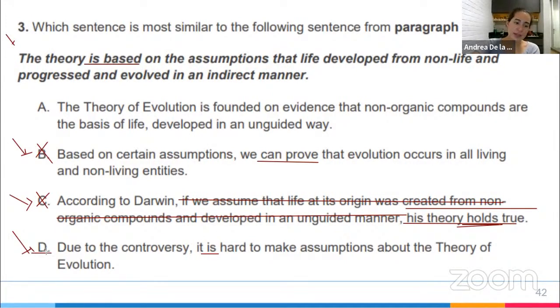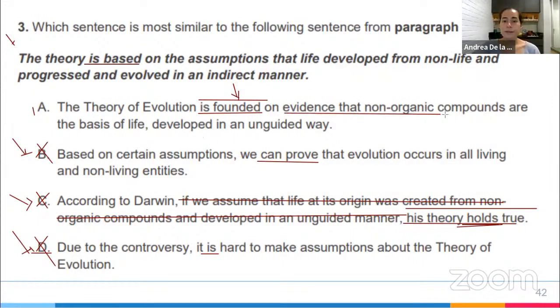So option D, again, is focusing on something else, whether it's hard or not to make these assumptions, which has nothing to do with the main idea from the original one. The only one whose main verb is the same or is a synonym is option A. And that is a good tip. Look at the main verbs. In option A, we have the theory is founded on, and exactly that is the main idea, what the theory is founded or is based on.